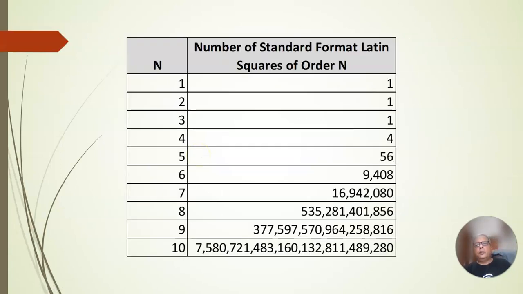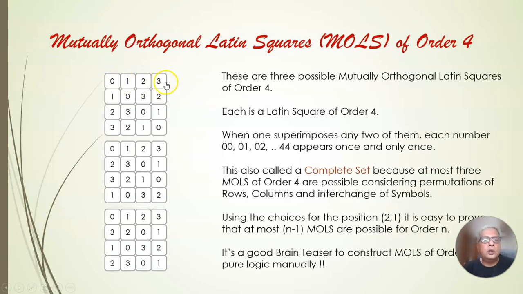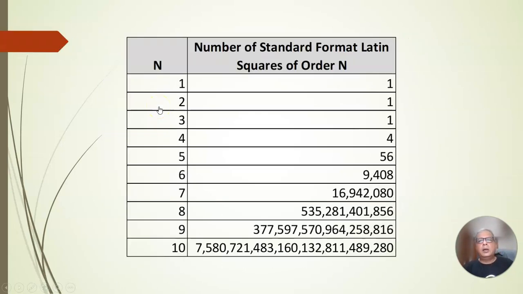Now, why are they so difficult when you increase the order? In the standard format, that is, in the first row you have 0, 1, 2, 3, and in the first column you have 0, 1, 2, 3. If you enumerate the Latin squares in the standard format, for n equal to 1, there is 1 Latin square. For n equal to 2, there is 1 Latin square. For n equal to 3, there is 1 Latin square. For n equal to 4, there are 4 Latin squares in standard format. For n equal to 5, there are 56 Latin squares, and for n equal to 6, there are 9,408 Latin squares, which Gaston Tarry enumerated individually to check whether they have an orthogonal mate or not. But when you go to 7, the number goes to 16 million. Then for 8, it goes up to 535 billion, and for order 10, there is a gigantic number of Latin squares of order n, and it's very difficult to find a Latin square with an orthogonal mate of order 10.